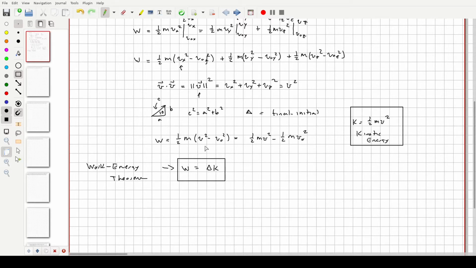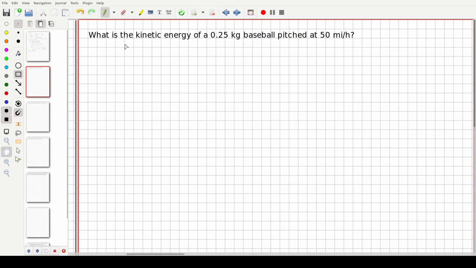So that said, let's do some simple calculations dealing with kinetic energy, so we can get a feel for how it works. First of all, what is the kinetic energy of a 0.25 kilogram baseball that's been pitched at 50 miles per hour?